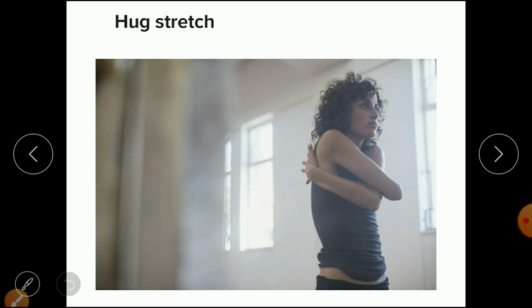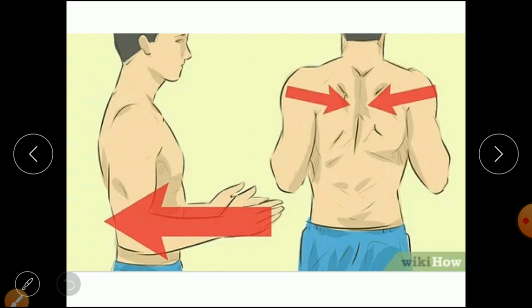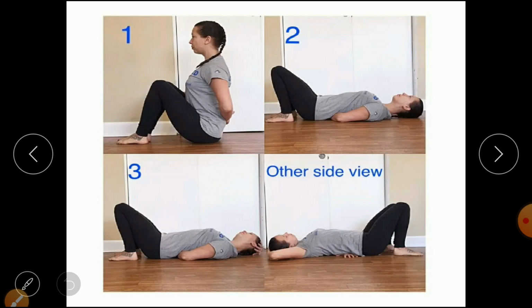Another technique is the hug stretch. Here another technique is retraction of the scapula without wall support. In the first diagram we saw the same technique but with wall support. So you can do any technique whichever you want.